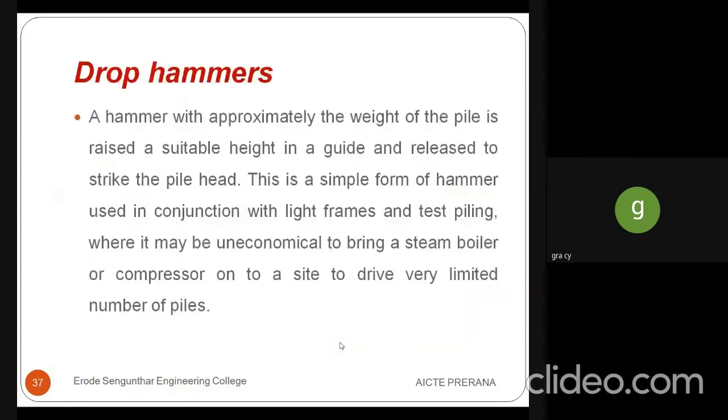The next topic is drop hammers. A hammer with approximately the weight of the pile is raised a suitable height in a guide and released to strike the pile head. This is a simple form of hammer and it is used in conjunction with light rigs and test piling, where it may be uneconomical to bring the steam boiler or compressor onto a site to drive a very limited number of piles. In drop hammers there are various types.